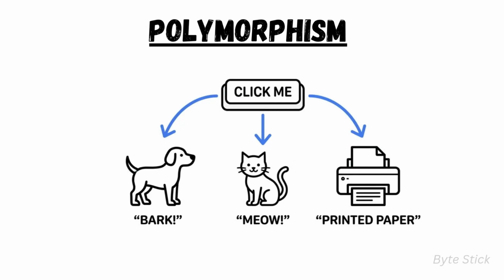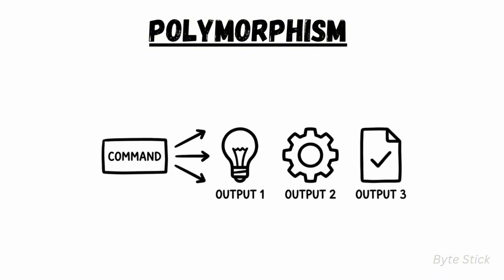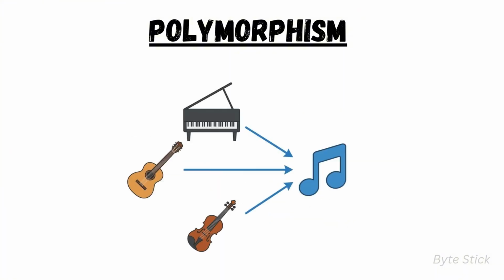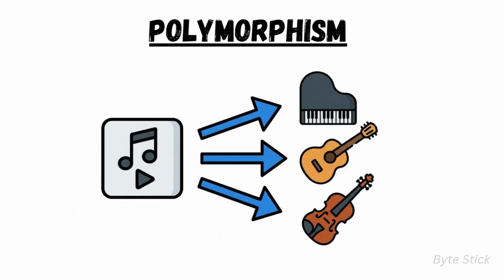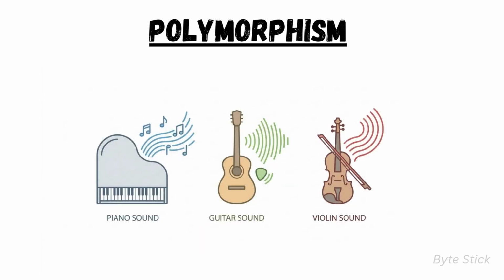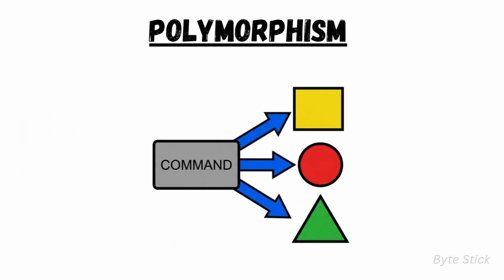Polymorphism. Polymorphism allows one interface or method name to produce different behavior depending on the object using it. Although the same instruction is given, each object responds in its own appropriate way. Imagine asking different musical instruments to play the same note. A piano, a guitar, and a violin all receive the same request, but each produces a unique sound. Programming follows this same principle.